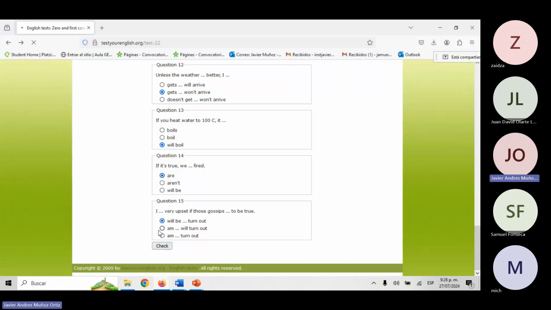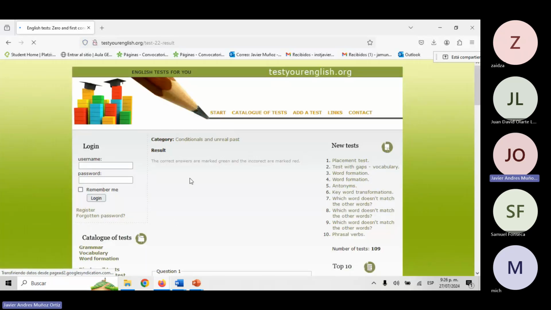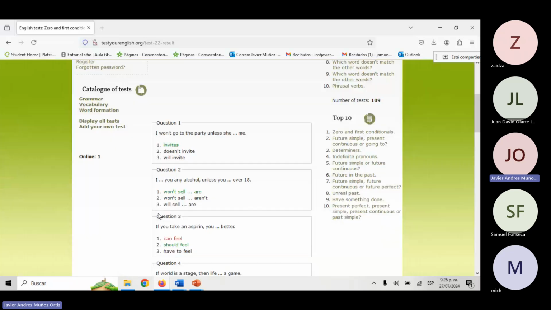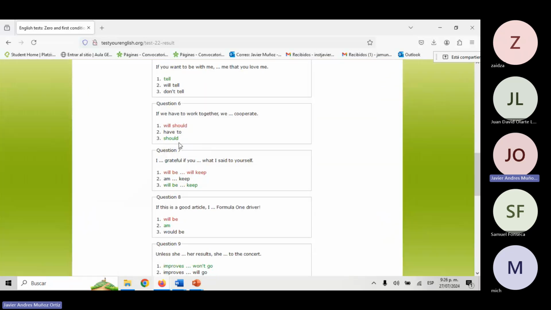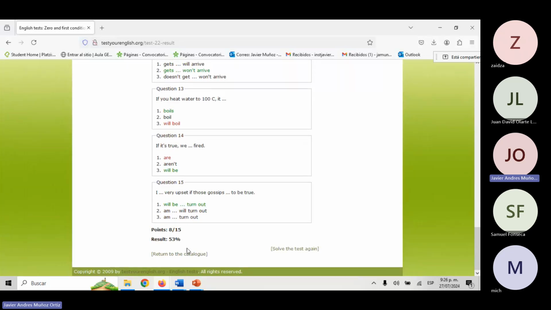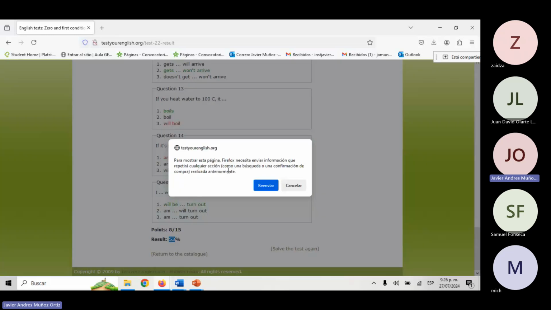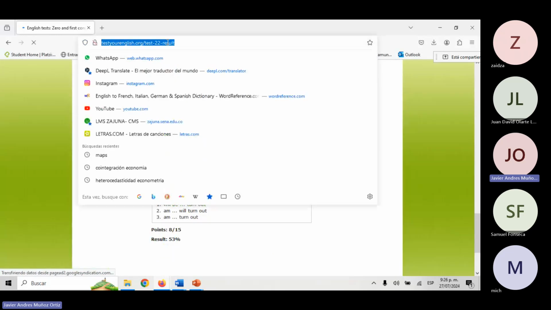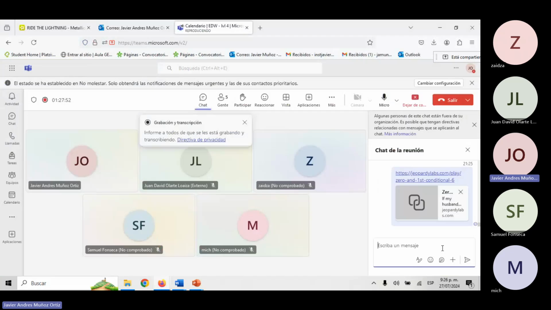So clicking check, and here you will have your results. If they are in red, it's because you made a mistake. Without checking the answers, I had a result of 53% accuracy, so that's great, but I can do it better, of course. This is the exercise for you to study zero and first conditionals.